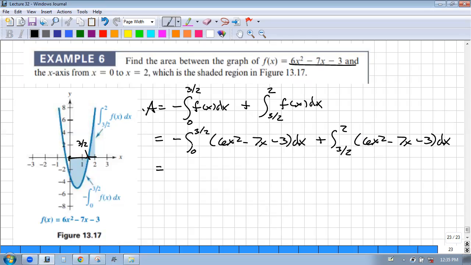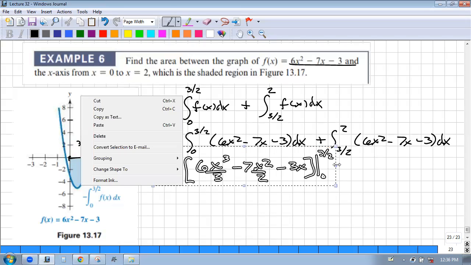So let's see, we have our 6, and I'll bring in the minus. So the x squared becomes an x cubed over 3. I'll just put parentheses. I'm bringing this thing, so I'm going to put my parentheses here. At the minus 7x, we have minus 7. The x becomes an x squared over 2, and the 3 becomes a 3x. This is evaluated from 0 to 3/2. So that's the first one.